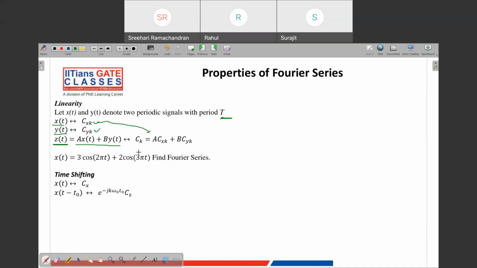Next is the time shifting. If you have a signal x(t), its Fourier coefficient is c_k. For x(t minus t naught), the Fourier coefficient will be c_k e to the power minus j k omega naught t naught. Again, it is the same for the Laplace also. When you do the time shifting, you multiply it with e to the power minus s t. The same thing has happened here.